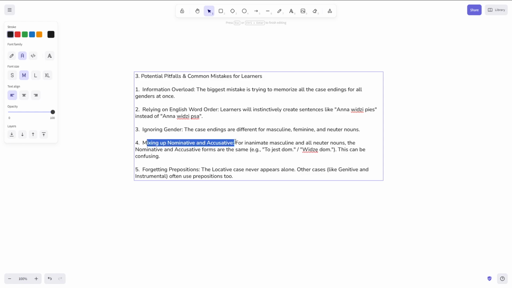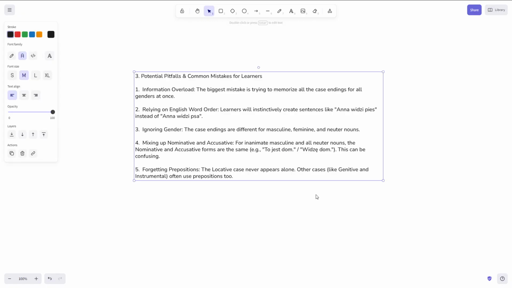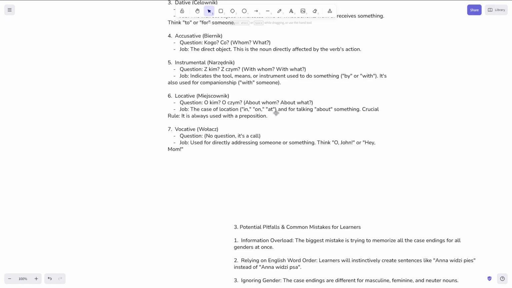Mixing up nominative and accusative, we will be talking about this, especially in the video about accusative, okay? So yeah, for some nouns the forms can be exactly the same, and this can be confusing, but we will clear that up in the next videos. And forgetting prepositions, so the locative case is the one that never appears alone, but some other cases can also use prepositions, okay? But this one, the number 6, we use some sort of location to talk about something, okay?